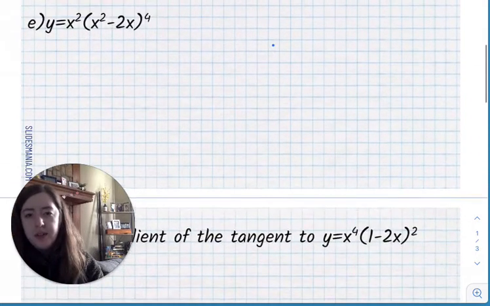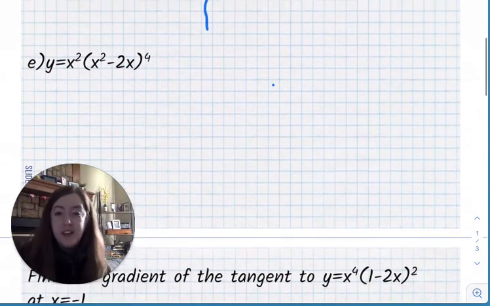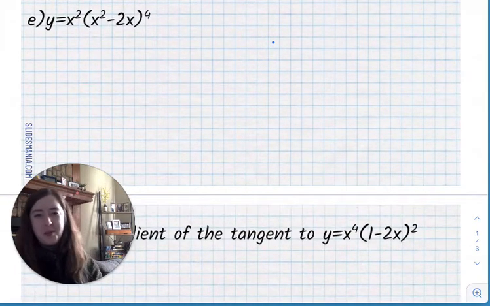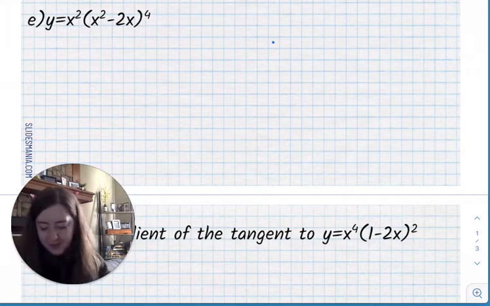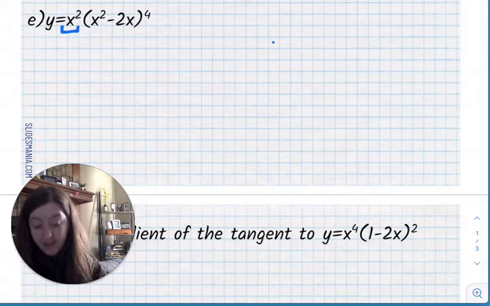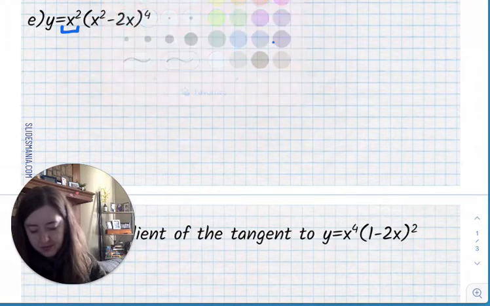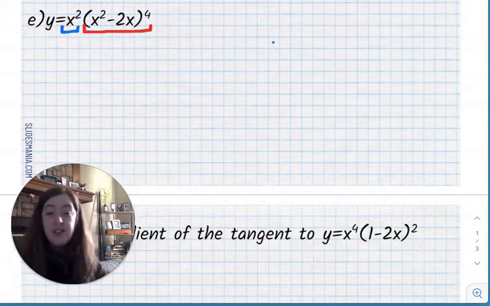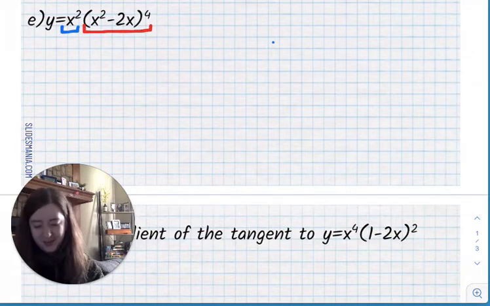Oh, too far, Mrs. Davis. Here we go. All right. Now we got some chain rule along with our product rule. This will be fun. So x squared is my first. X squared minus 2x to the 4th is my second.